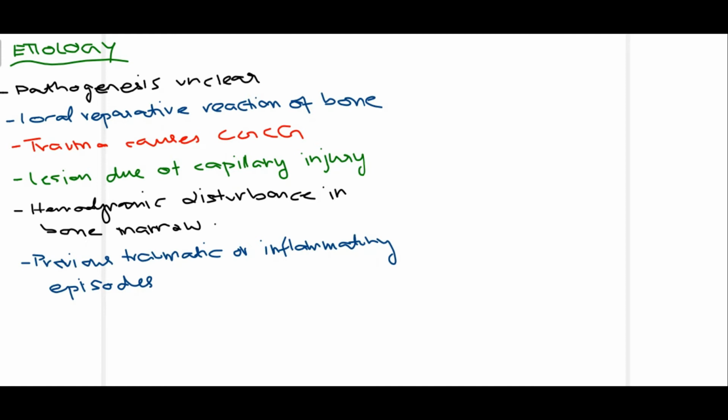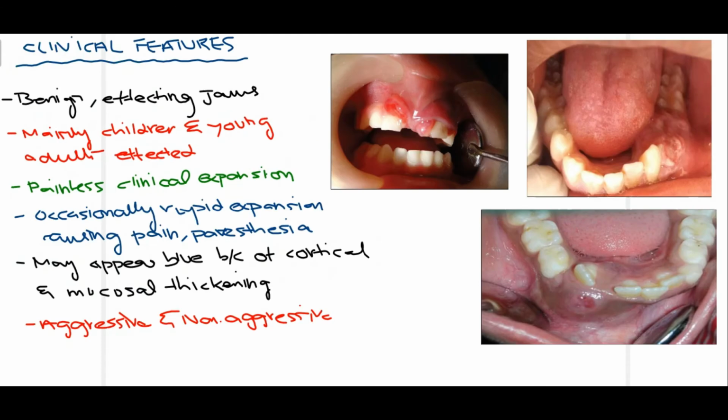And finally, the last theory that has been suggested as etiology of this pathology is that there may be some previous traumatic or inflammatory episodes which were due to some other pathology, but that trauma or the inflammatory reaction might have led to formation of this central giant cell granuloma. So these are some proposed pathogenesis that are responsible for causing the central giant cell granuloma. Now moving on towards the clinical features, as to when a patient is suffering from central giant cell granuloma, which are the features that we might look for in a patient suffering from this pathology.